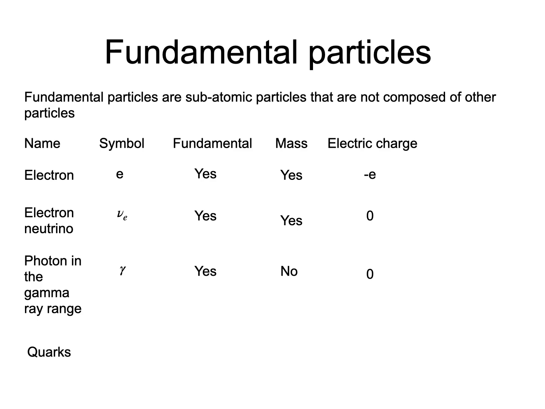Quarks are next. There are 6 types of quarks, and their symbols use the first letter of their names: up, down, strange, charm, top, and bottom. They are fundamental particles with masses. Their electric charges are fractions of the elementary charge.